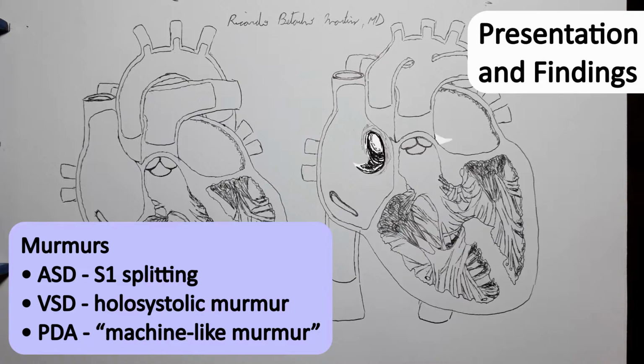abnormality. ASDs display S1 splitting due to delayed tricuspid valve closure. VSDs present with a harsh holosystolic murmur, loudest along the left sternal border, blood flowing through the defect as the left ventricle contracts. And PDAs are well known for their characteristic continuous machine-like murmur.